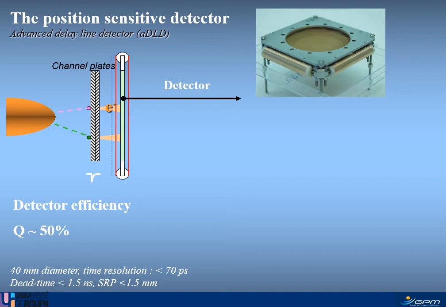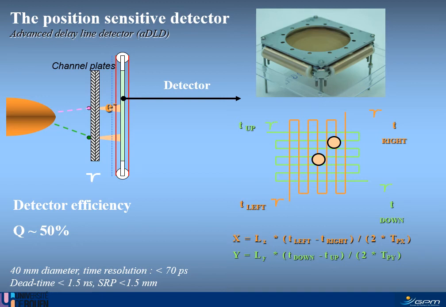And these electrons strike here a detector that is based on delay lines. Of course, because the open area of channel plates is not 100%, you haven't got a detector efficiency equal to 100%, but instead 50%. So 50% is the open area of these channel plates.